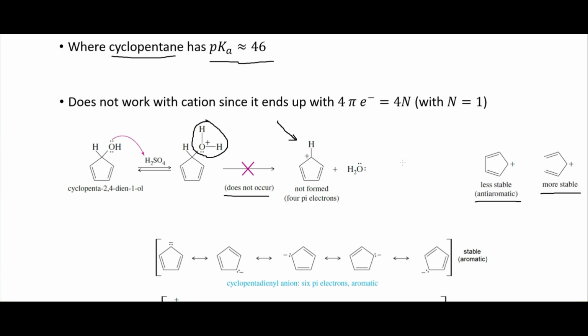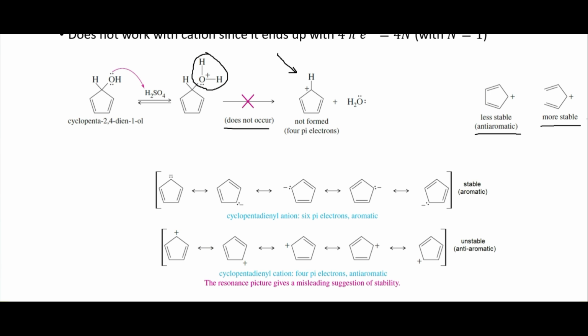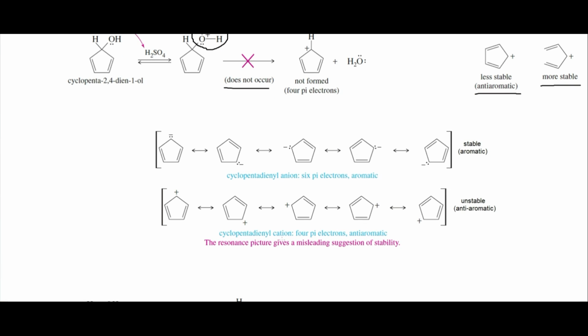And given these considerations of aromaticity and anti-aromaticity, it seems like the resonance picture of these compounds will give a misleading suggestion of stability, where we see that the anionic version is actually going to be the more stable version since it's aromatic, where the cation version will be unstable because it is anti-aromatic. So even though they both have the same number of resonance structures, it is only one of them that is actually more stable because of that aromaticity.